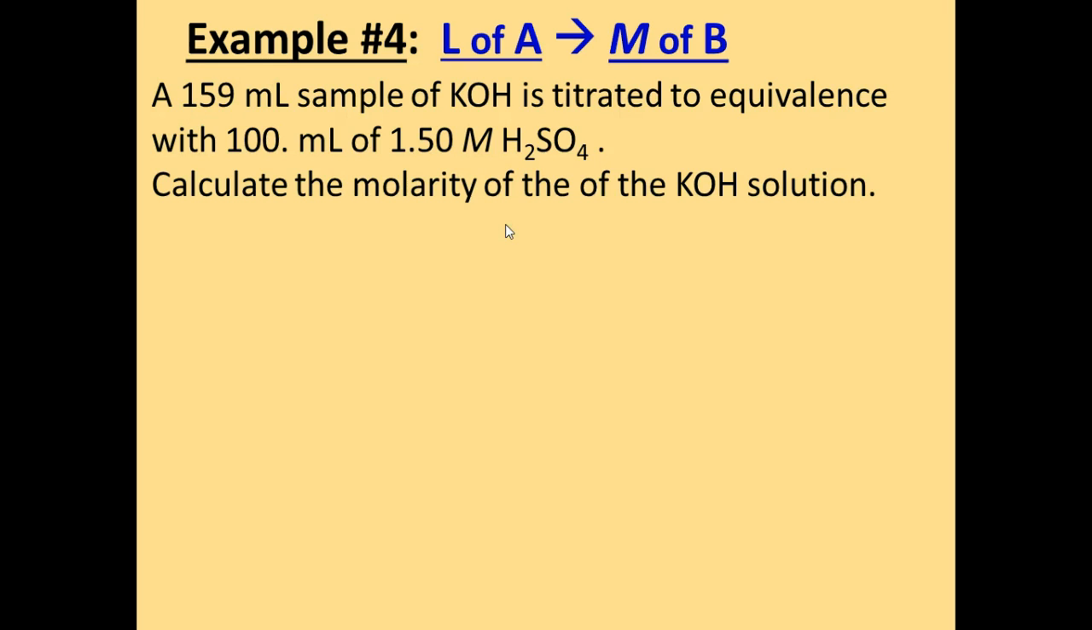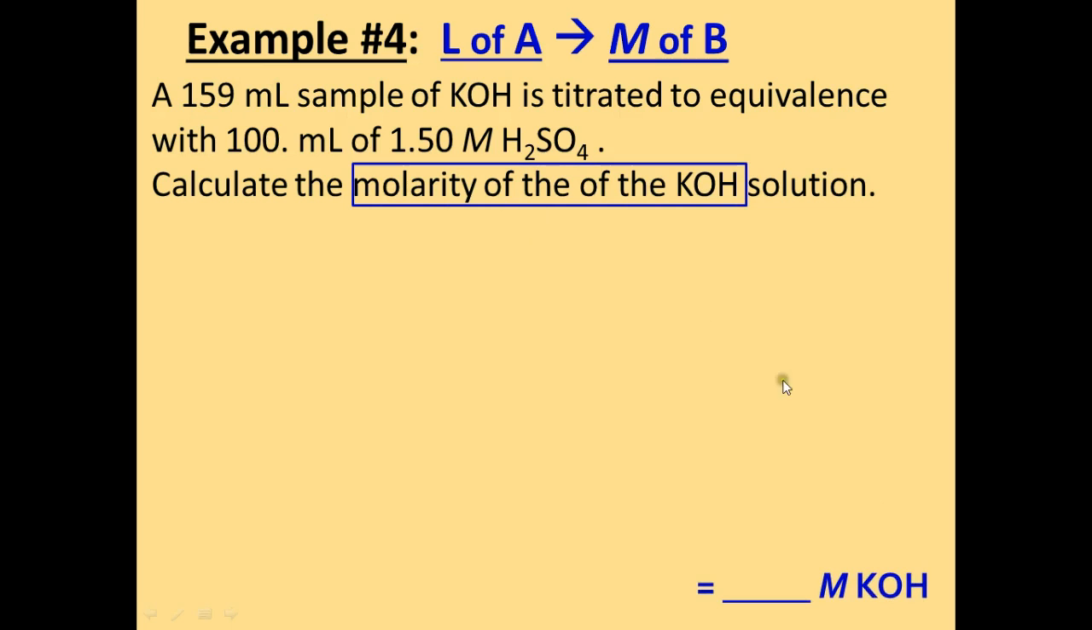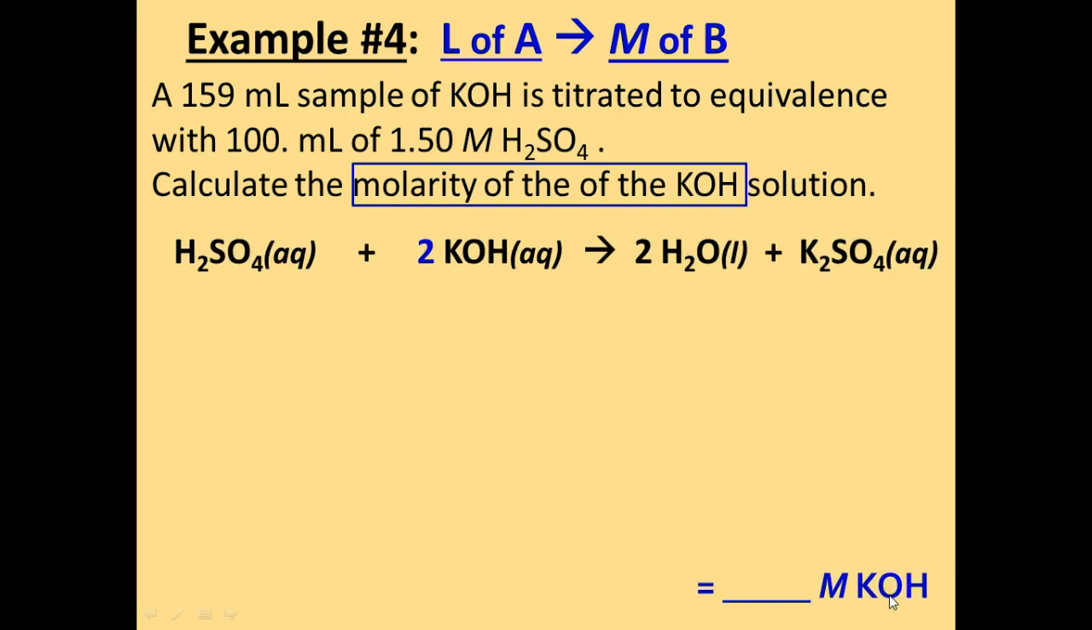So first we have to sort out what we have, like always. We need molarity, so that's our final answer, so we can write off to the side molarity of KOH. And we have this formula, so it gives it to us. And we know that we cannot use M sub 1 V sub 1 equals M sub 2 V sub 2, because we have this 2 out here. So that immediately tells us we couldn't do it.